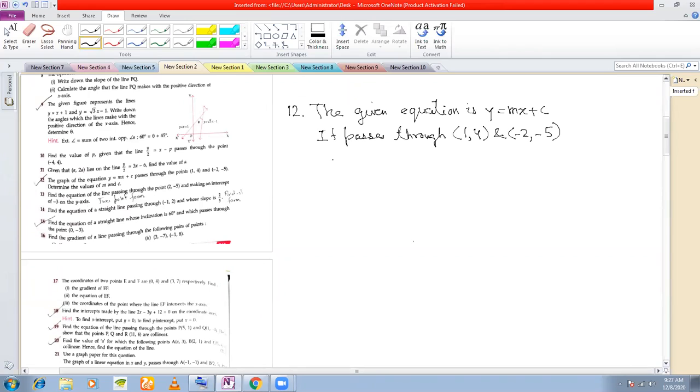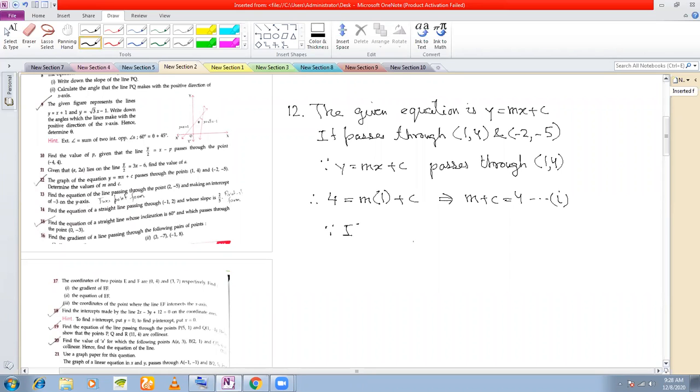We start with the first one. Since y = mx + c, if you remember, if a straight line passes through a particular point, then it must satisfy the equation of the straight line. So since this passes through (1, 4), it must satisfy y = mx + c. We put y = 4 and x = 1, so you get an equation in m and c: m + c = 4. Call this equation number 1.